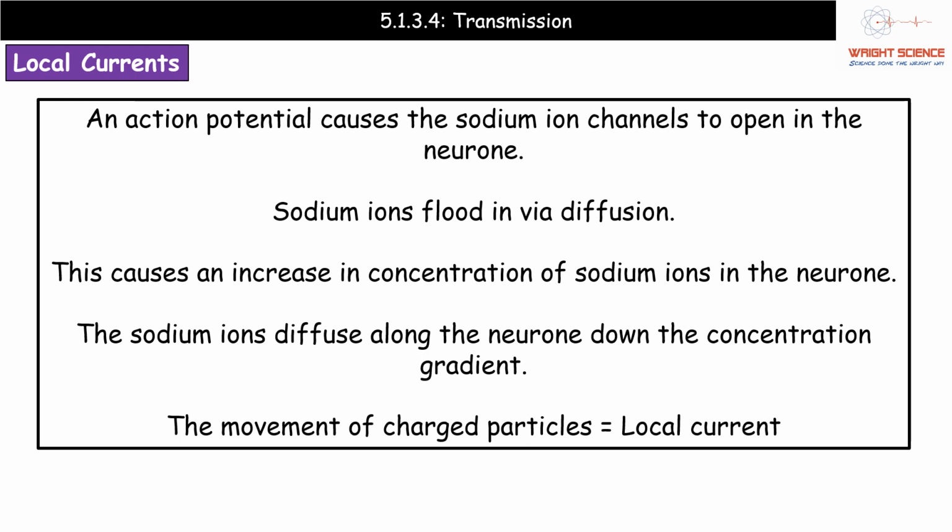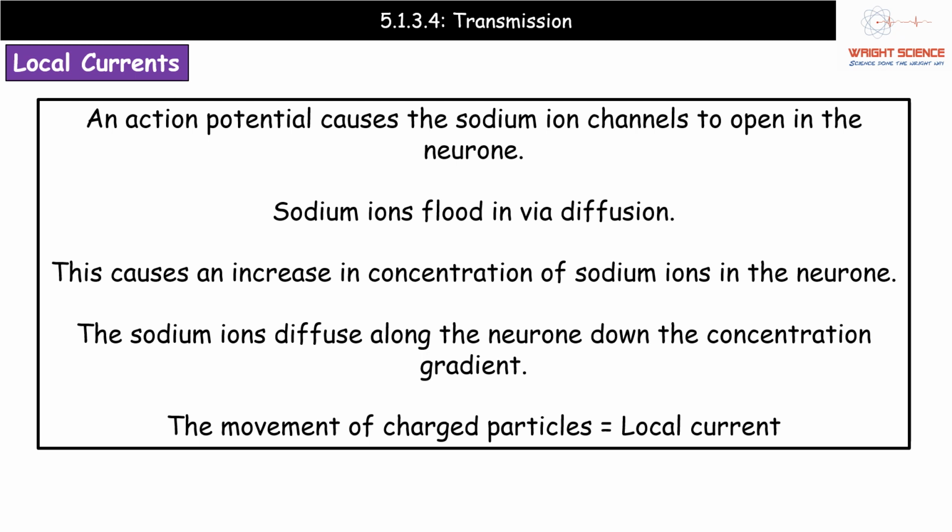In our previous video, we had a look to see how an action potential is generated in the first instance. And what we're going to be doing in this video is having a look to see how that newly generated action potential then moves through the rest of the neuron.